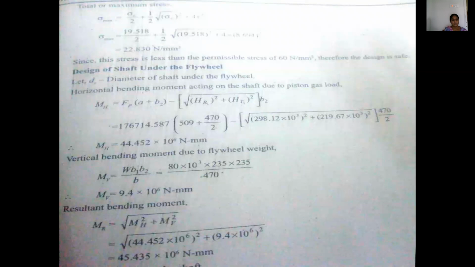Resultant bending moment. Resultant bending moment is nothing but MR is equal to root of MH square plus MB square. You will get the resultant bending moment. Next, twisting moment. Twisting moment is nothing but T is equal to Ft into R. Then you will calculate the twisting moment. Equivalent twisting moment is nothing but Te is equal to root of MR square plus T square. Then you will get the equivalent twisting moment.